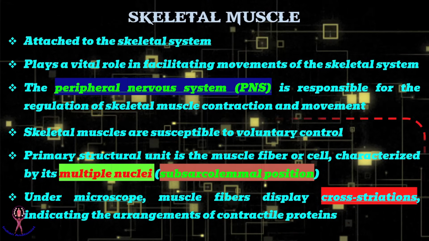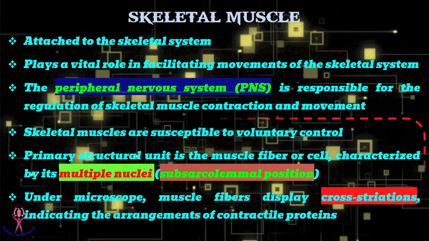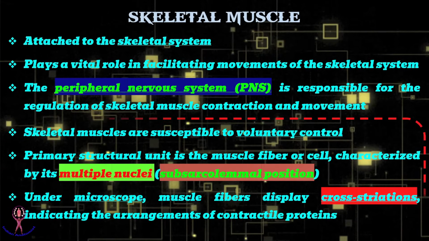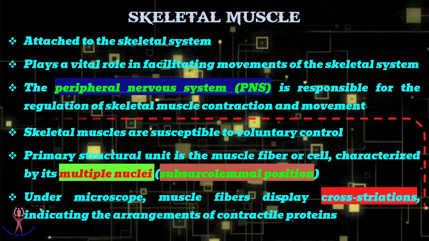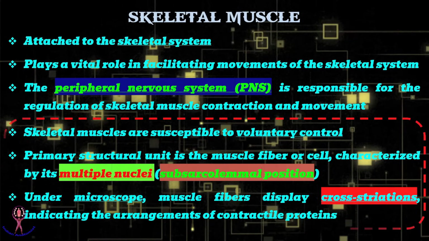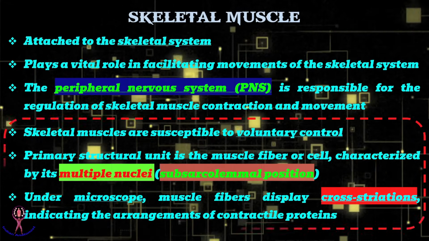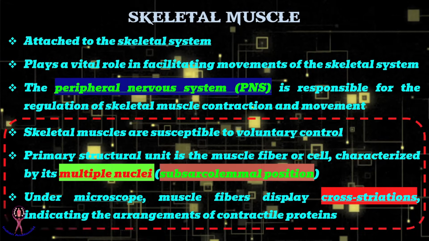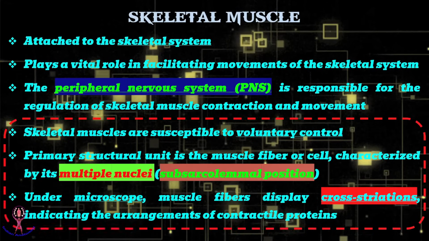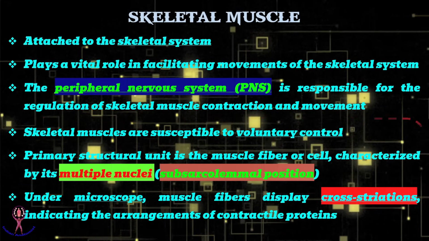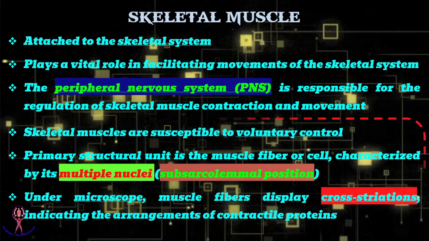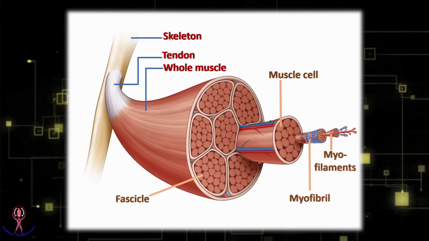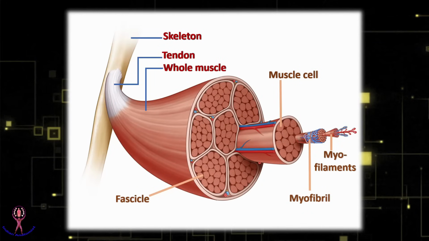The primary structural unit of muscle is the muscle fiber or cell, characterized by multiple nuclei, or multinucleated cells, present immediately deep to the sarcolemma, that is, in a subsarcolemmal position. Under the microscope, muscle fibers display cross striations, indicating the arrangement of contractile proteins. Let us discuss the structure of skeletal muscle.